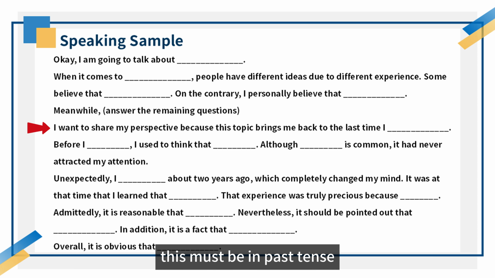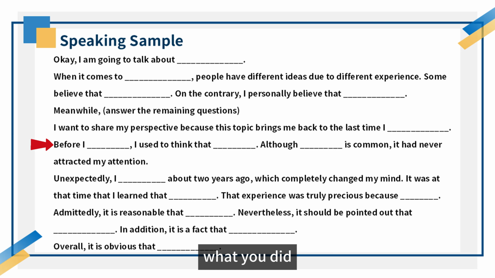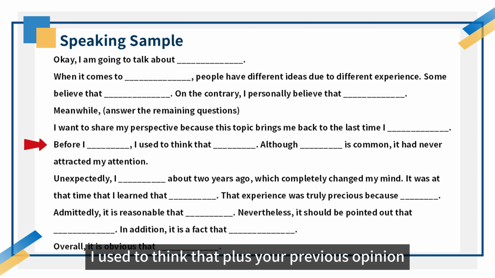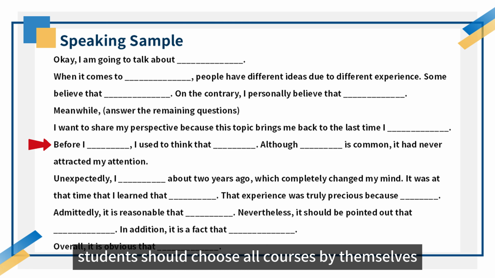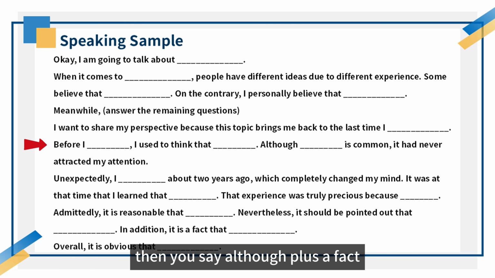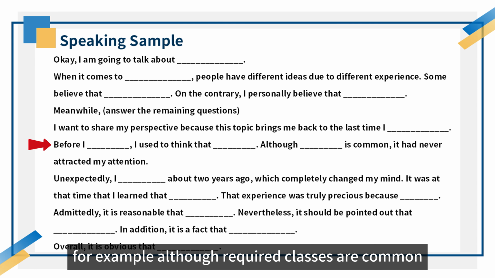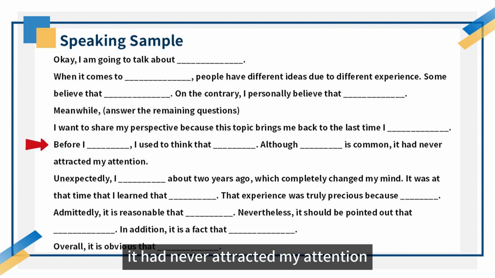This must be in past tense. Then you continue, before I plus what you did, I used to think that plus your previous opinion. For example, before I took that class, I used to think that students should choose all courses by themselves. Then you say, although plus a fact, it had never attracted my attention. For example, although required classes are common, it had never attracted my attention.